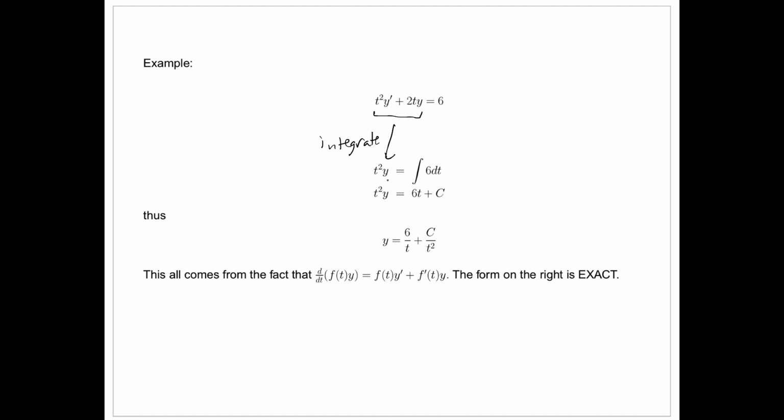We can put the arbitrary constants from both sides over to the right side. We'll call it c. And then we just solve for y, dividing both sides by t squared. We get y equals 6 over t plus a constant over t squared. All of this comes from the product rule for differentiation, which we're running backwards here in the first step.